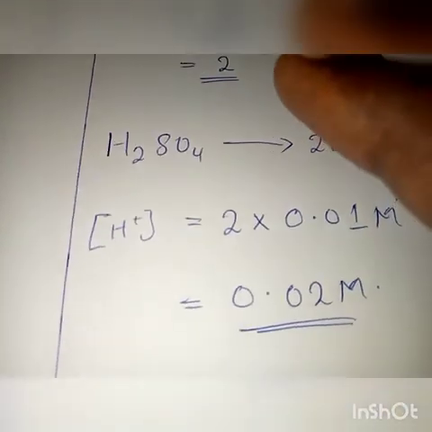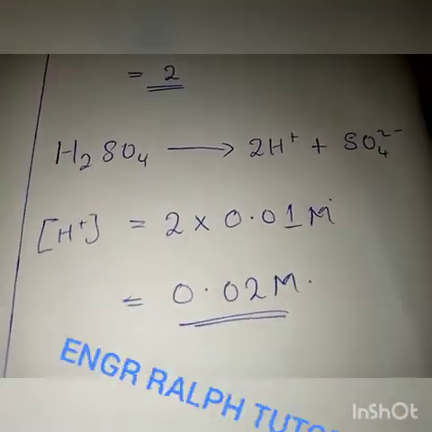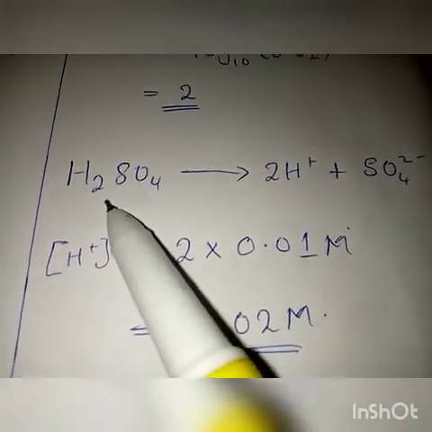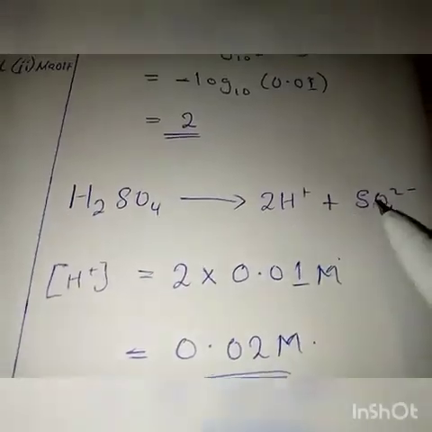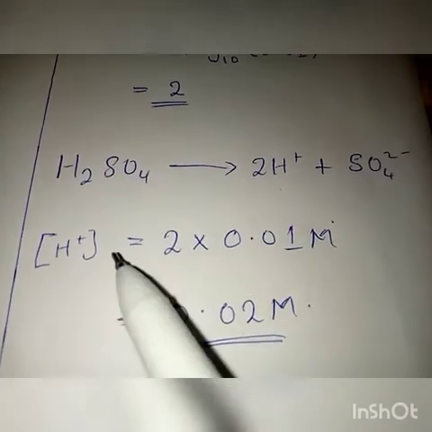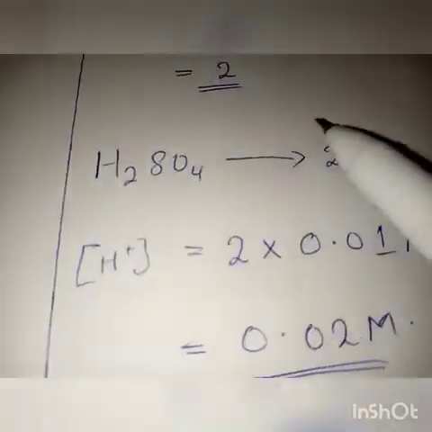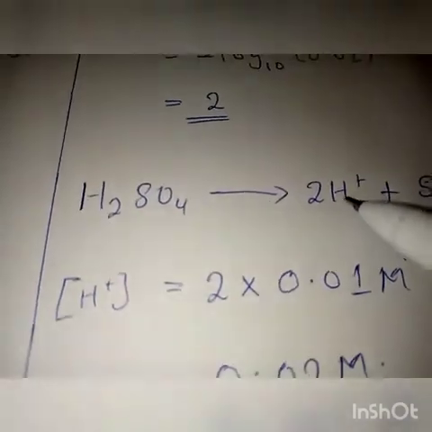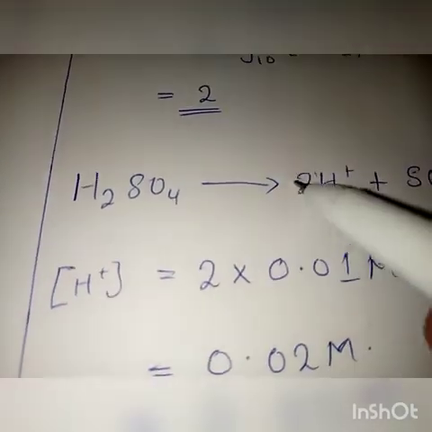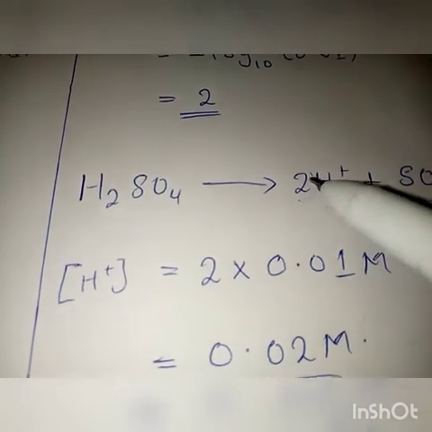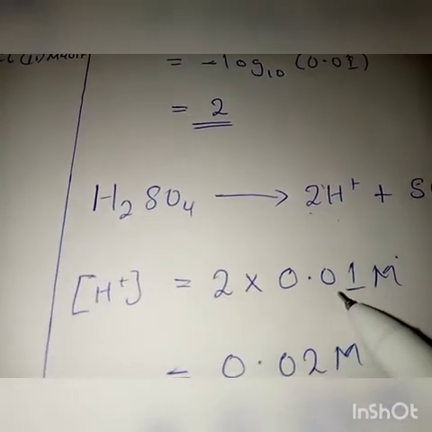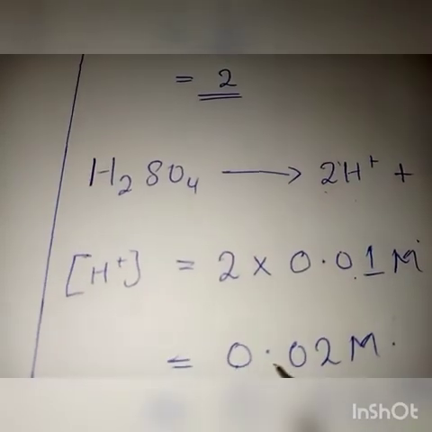Now the next one is H2SO4. I want you to pay attention here. We said when we dissociate H2SO4, we are going to have 2H plus and SO4 2 minus. So the concentration from the question, which is 0.01 molar, is for the compound. But now, how do we get the hydrogen ion concentration? Remember, all the ones we have been doing have 1, but in this case it is 2. So you are going to say 2 times that concentration, which will give us 0.02 molar.